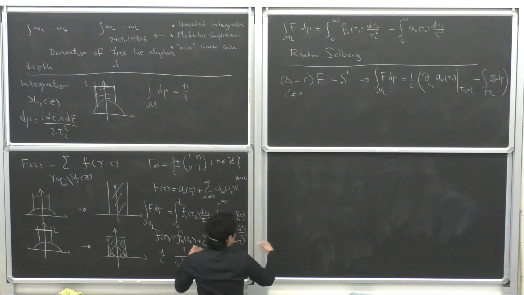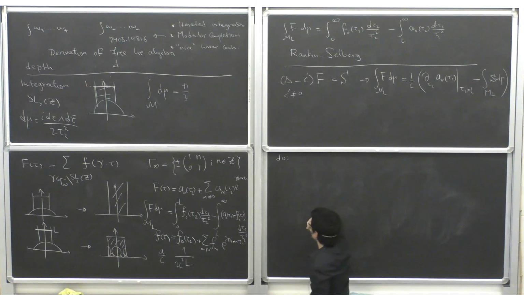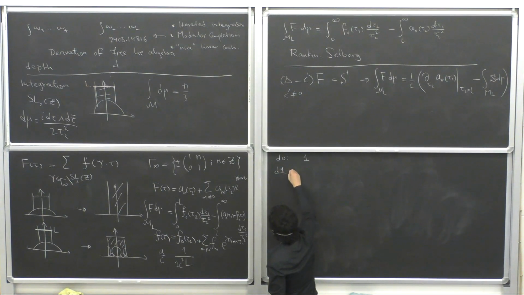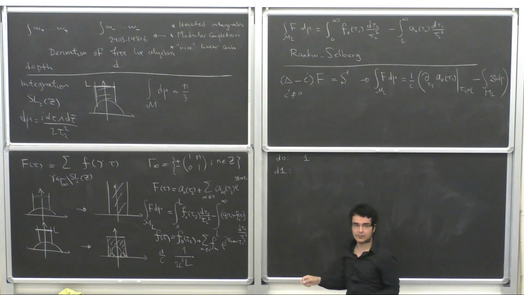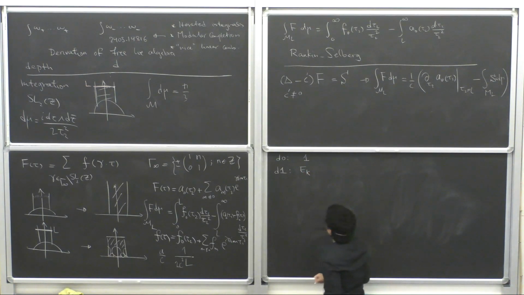Okay, so let's go depth by depth. At depth 0, the only thing that we have are constants. So let me write 1. The only modular graph function that we have is the non-holomorphic Eisenstein series. By the way, the integral of this is pi over 3 minus 1 over L.